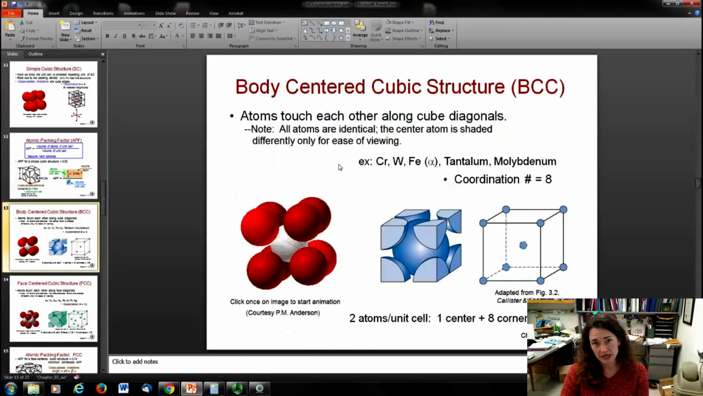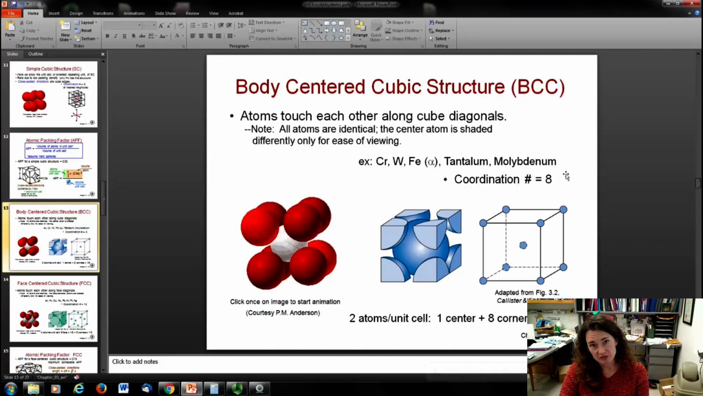Okay, the next one up is the body-centered cubic structure. This is often abbreviated BCC. The thing is here, the atoms at the corners of the cube are no longer touching each other, unlike in the simple cubic structure. And that's because you've got this atom right here in sort of the middle of the cube. So all the atoms on the corners are touching the one that's on the inside there. Examples of metals that have this structure: chromium, tungsten, alpha phase of iron, tantalum, molybdenum, and so on and so forth.